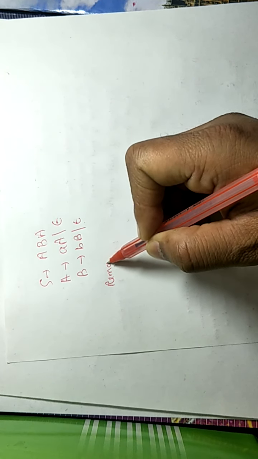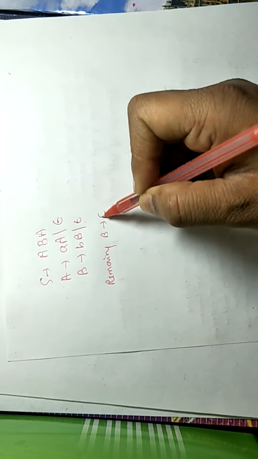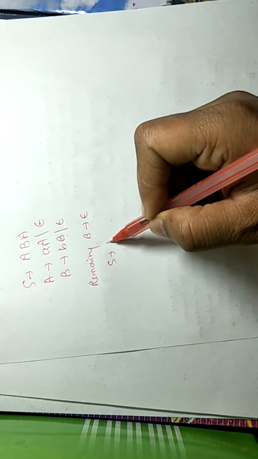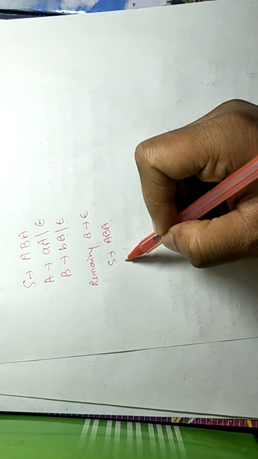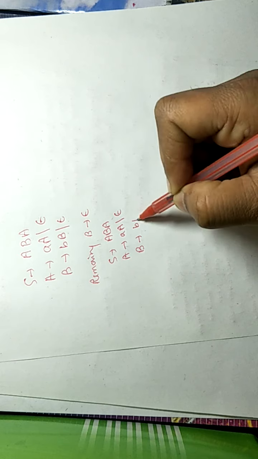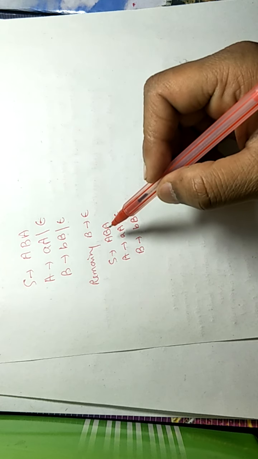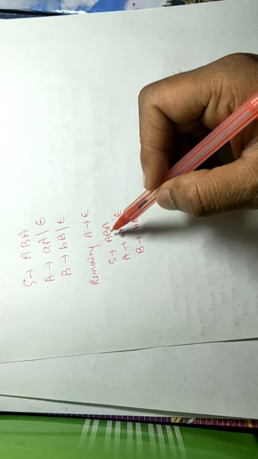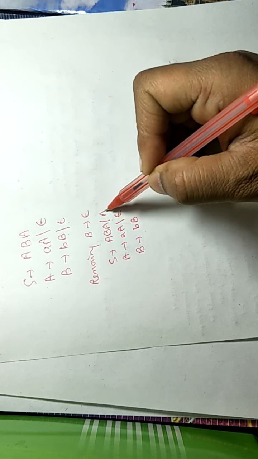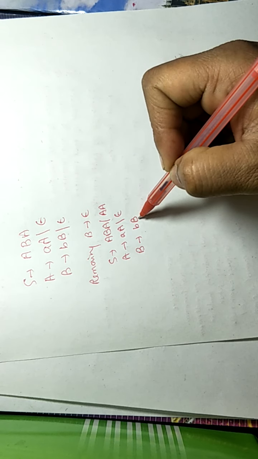Suppose removing B tends to epsilon. So look where B is used, B can be used here and B can be used here. So first write the remaining grammar as it is. We have removed B tends to epsilon, and now we will put the epsilon at the places of B. B is used, epsilon can be used here, we can get A. Epsilon can be used here, we can get B.